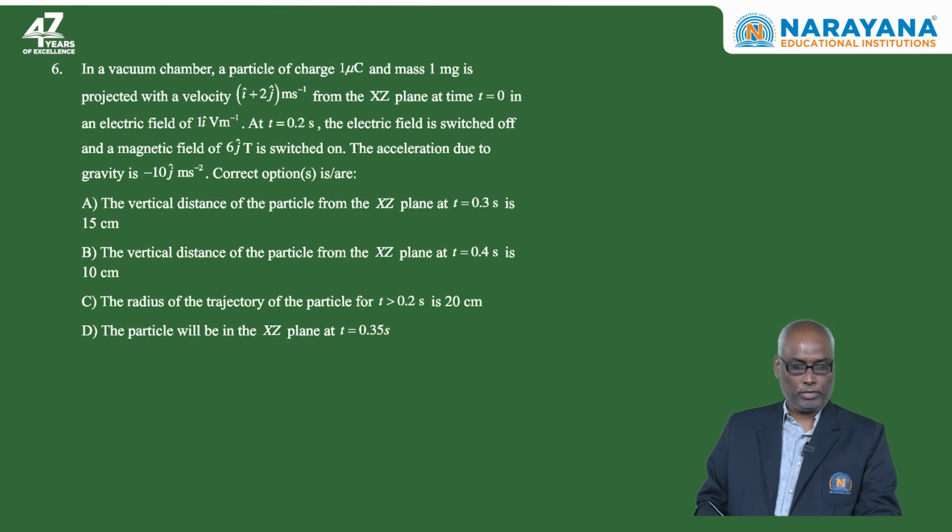Question number 6. In a vacuum chamber, a particle of charge 1 microcoulomb and mass 1 milligram is projected with a velocity i cap plus 2j cap meter per second from the xz plane at time t equals 0 in an electric field i cap volt per meter. At t equals 0.2 seconds, the electric field is switched off and a magnetic field of 6j Tesla is switched on. The acceleration due to gravity is minus 10 j cap meter per second square. Choose the correct option or options.